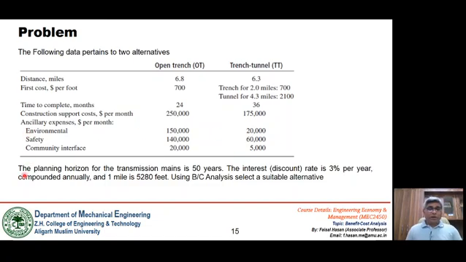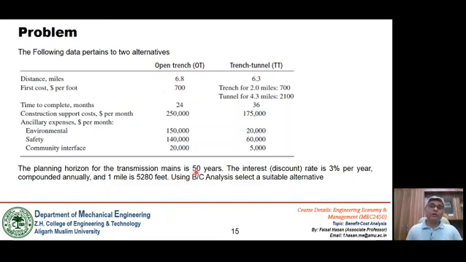Okay, and the planning horizon is given as 50 years. The interest rate is given as 3% per year compounded annually, and this is the conversion: 1 mile is this much in feet. Using B by C analysis, select a suitable alternative.